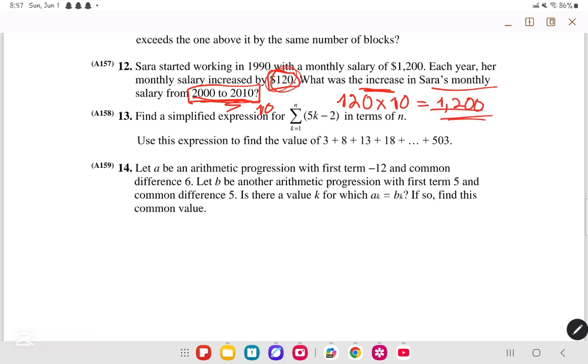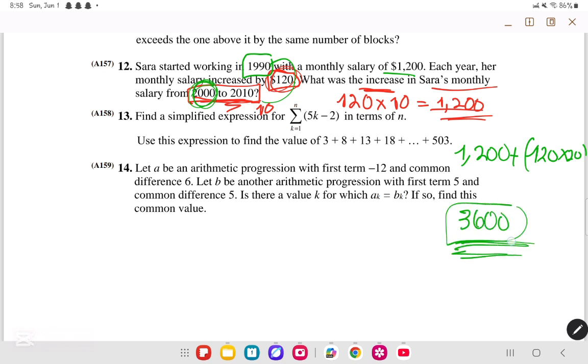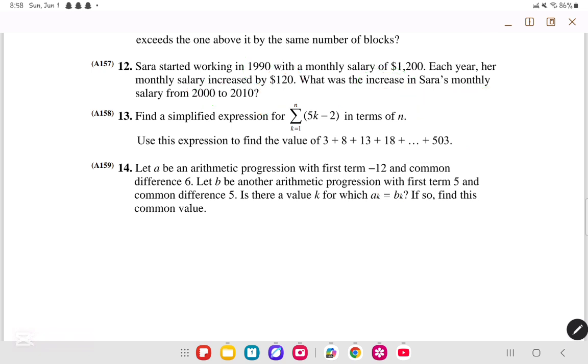The increase is 1,200, but if they asked you what she actually has, you would have to find how much she had in 2000. Or another way you could do that is you could say from 1990, she started with a monthly salary of 1,200. From 1990 till 2010, what is the difference? It is 20 years. So plus the increase per year, which is 120 times 20 years. So 1,200 plus 120 times 20. She will get what? 3,600. This will be her new salary, whereas they only want the increase, so the answer will be 1,200.